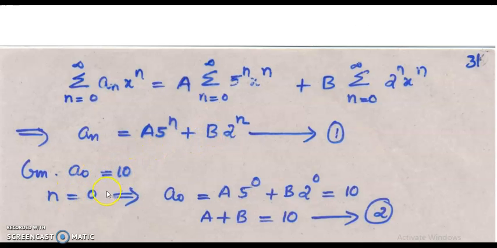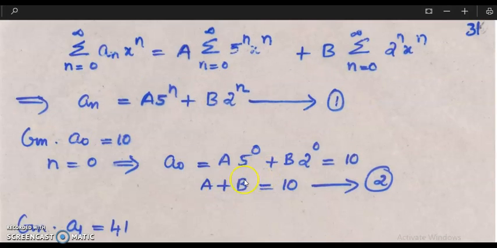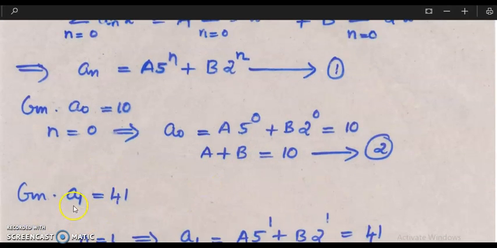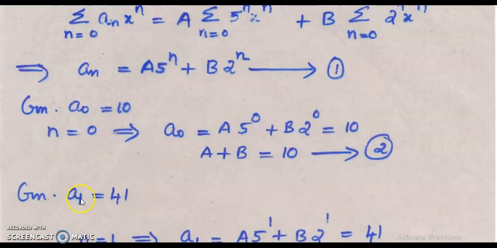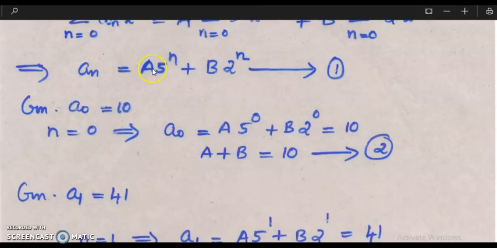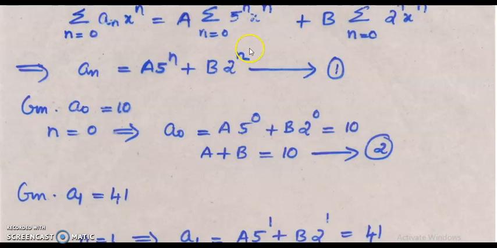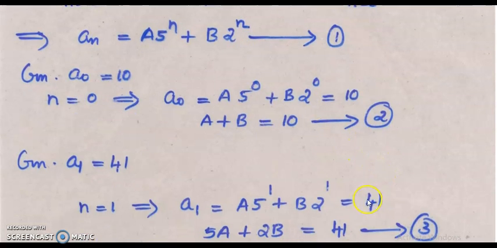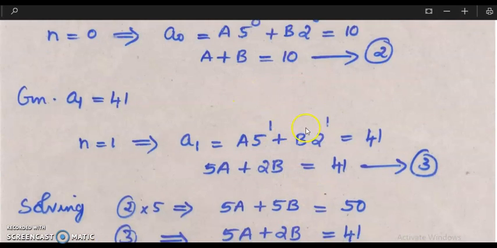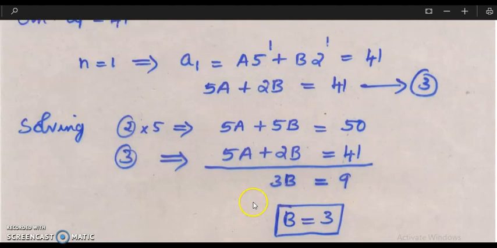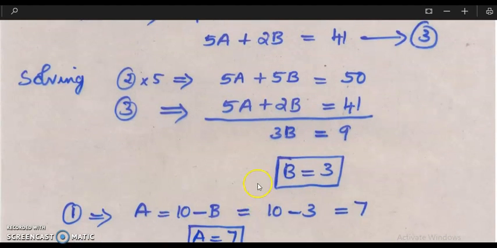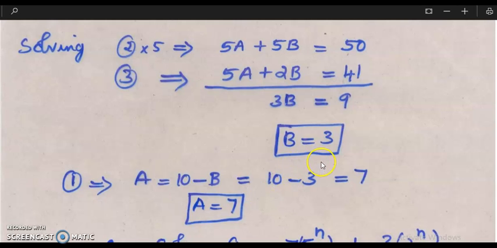a0 is 10. When n is 0, you form an equation. Similarly, a1 is 41. So when n is 1, you can substitute n as 1 and equate it to 41. You get two equations. Solving 2 and 3, you can find a and b. You can do that on your own. You get a is 7 and b is 3.